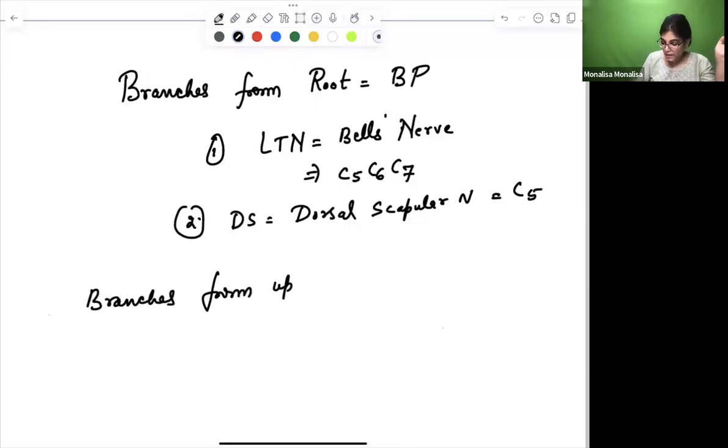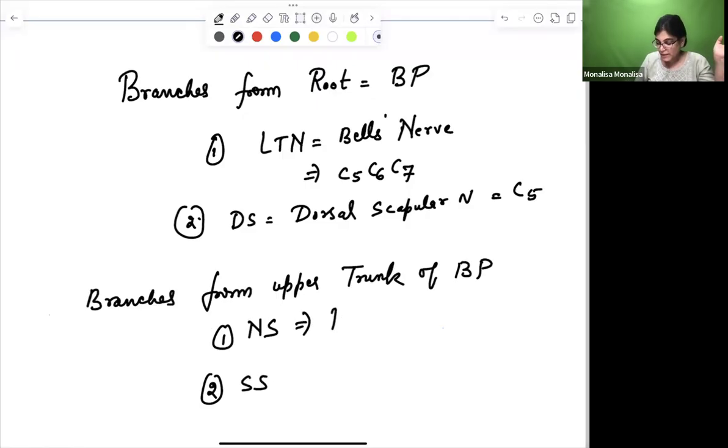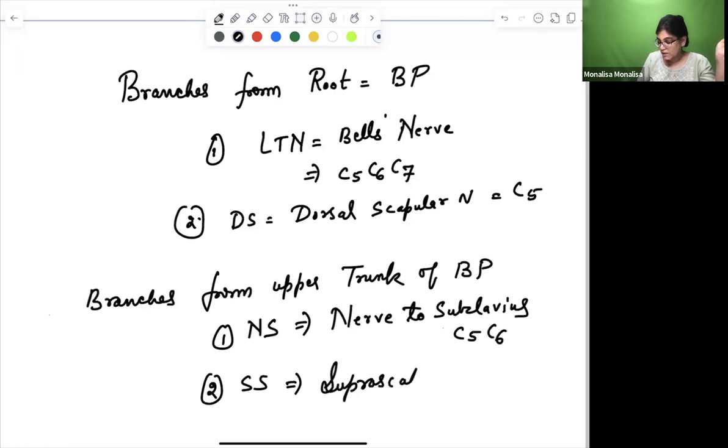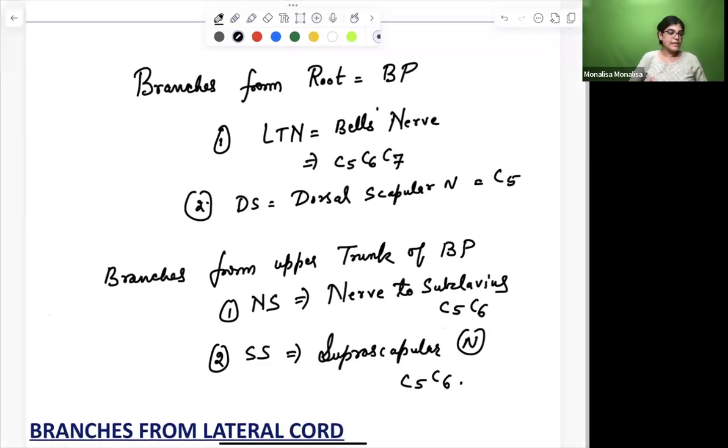Now, branches from upper trunk of brachial plexus. If I talk about the branches of the upper trunk of brachial plexus, again it gives 2 branches, NS and SS. What is the full form of NS? Nerve to subclavius. And what is the root value? C5 and C6. What is the full form of SS? Suprascapular nerve. And what is the root value? Again, C5 and C6.